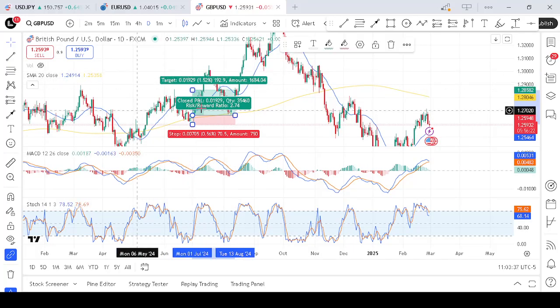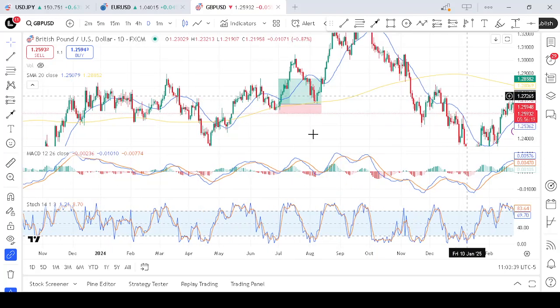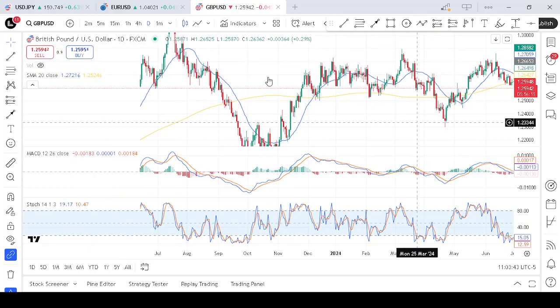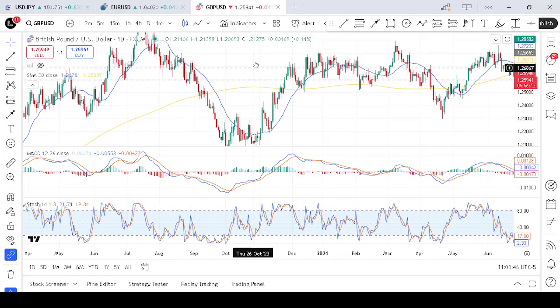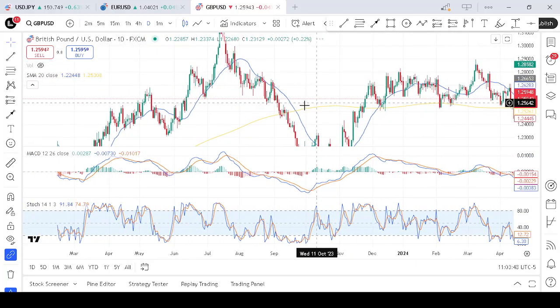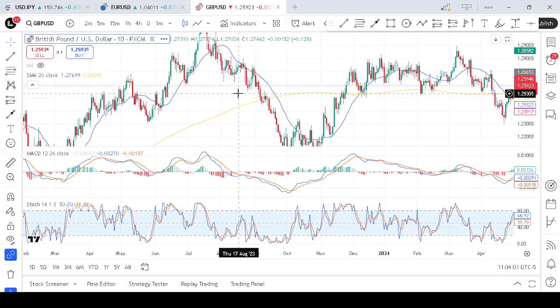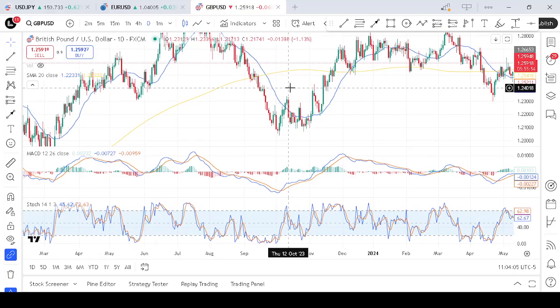Now let's look at a short trade setup. First of all, we have to ensure the market is in a bearish trend by confirming that the 20 moving average is below the 150 moving average.